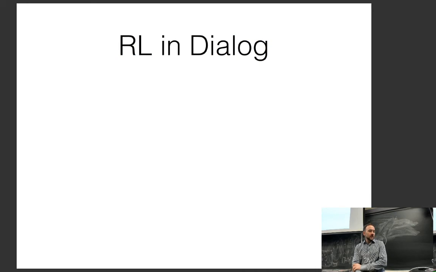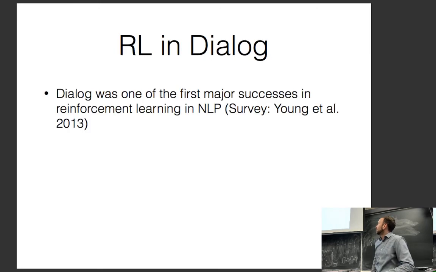So the one place where reinforcement learning has been used forever in NLP is Dialog. There's a reason why I gave that as a very good example, because reinforcement learning is a very natural fit for Dialog. You don't get a reward until the end. You don't know which Dialog turns were the ones that actually helped you out.